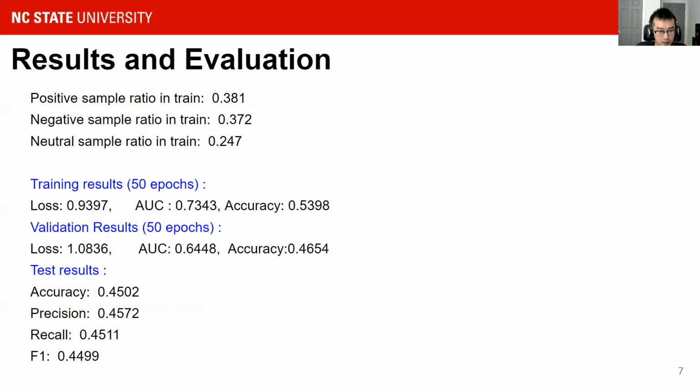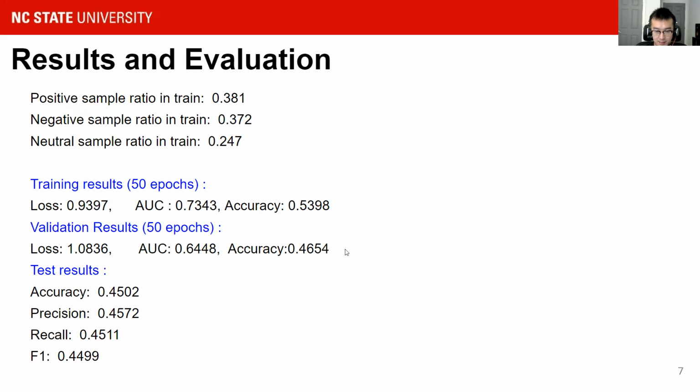In terms of results, here we can see the results of our final model. We train the model for 50 epochs and use the Adam optimizer. On the top of the slide, you can see the proportion of positive, negative, and neutral sample ratio in training. In terms of results for training, loss is 0.9397, AUC is 0.7343, and accuracy is 0.5398. In terms of results for validation, loss is 1.0836, AUC is 0.6448, and accuracy is 0.4654.